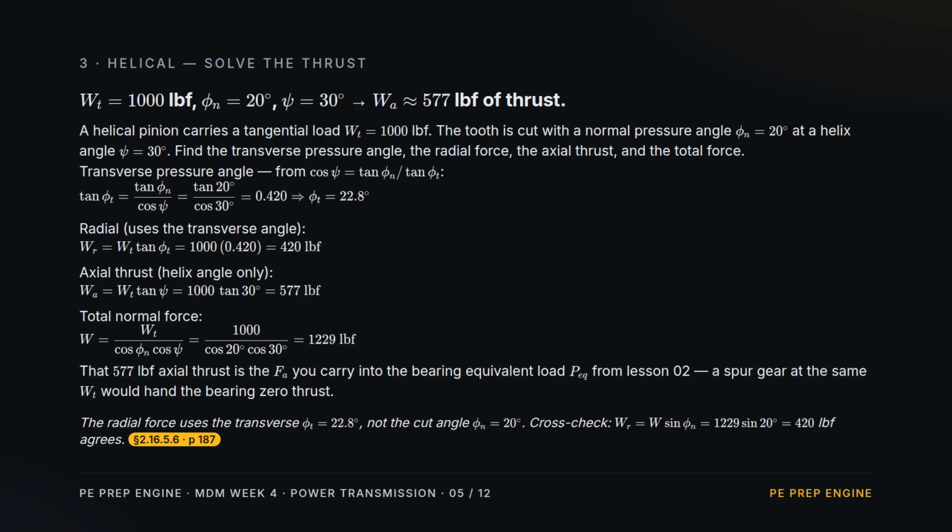Tangential times its tangent, about 420. The axial thrust is the tangential times the tangent of the helix angle, 577. And the total normal force is the tangential over the 2 cosines, about 1230. That 577-pound thrust is the axial load you carry into the bearing equivalent load from Lesson 2. A spur gear at the same tangential load would give the bearing no thrust at all.